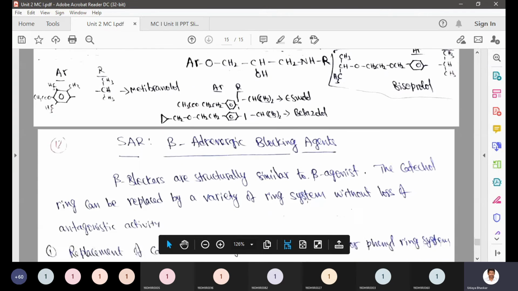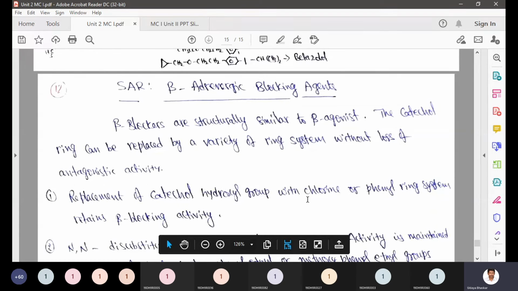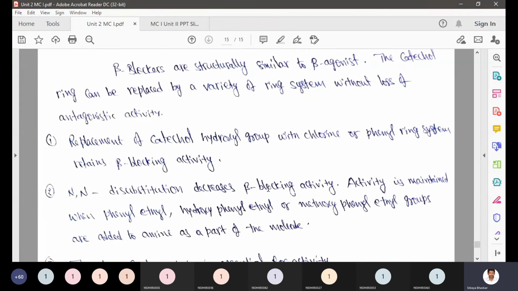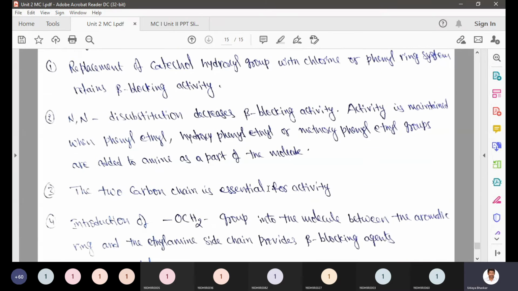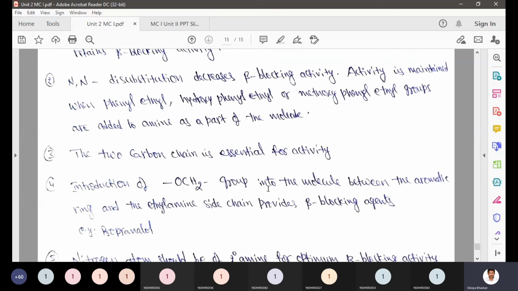Then we have structure activity relationships of beta adrenergic blocking agents. Please go through them carefully. The heterocyclic ring can be replaced with a variety of ring systems. If you replace the catechol's hydroxyl group with chlorine or a phenyl ring, that will retain beta blocking activity. Disubstitution decreases beta blocking activity, and activity is maintained when phenylethyl, hydroxyphenylethyl or methoxyphenylethyl groups are added to the amine. But we didn't observe that.